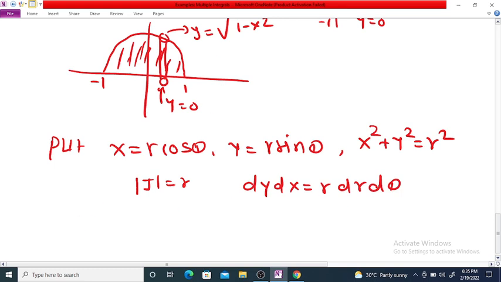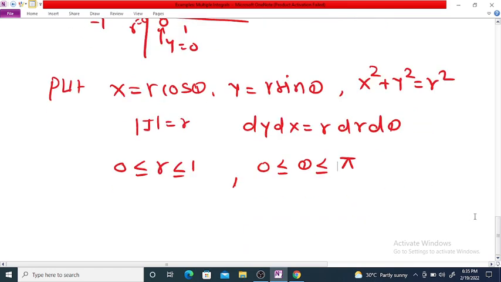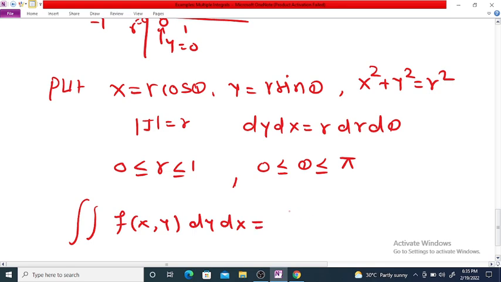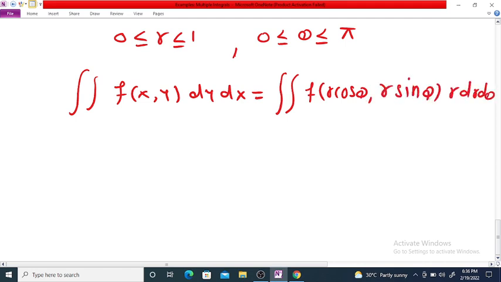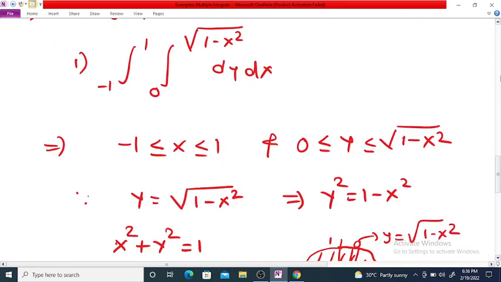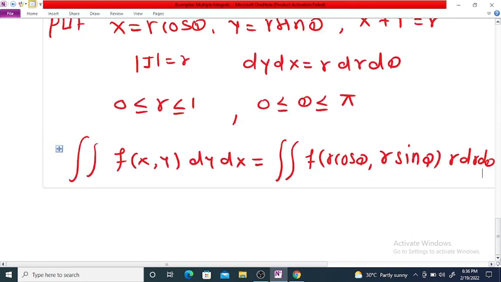Okay, so here you can see 0 less than or equal to r less than or equal to 1. If we consider a strip here, it enters at r equal to 0 and leaves at r equal to 1, and theta is what? 0 less than or equal to theta less than or equal to pi. So the double integration of f of x y dy dx is equal to the double integration of f of r cos theta, r sin theta, r dr d theta.